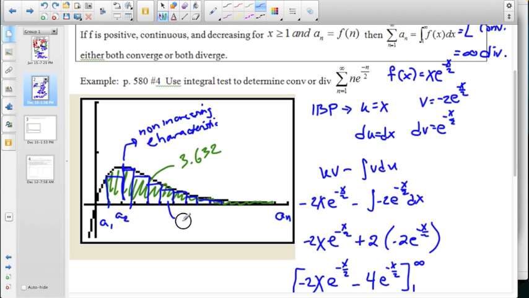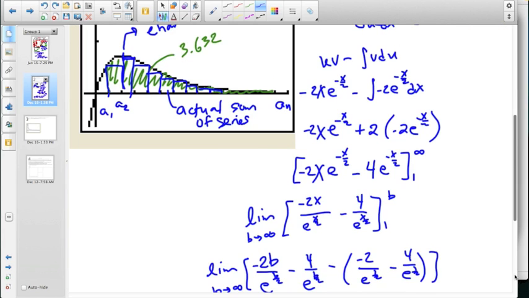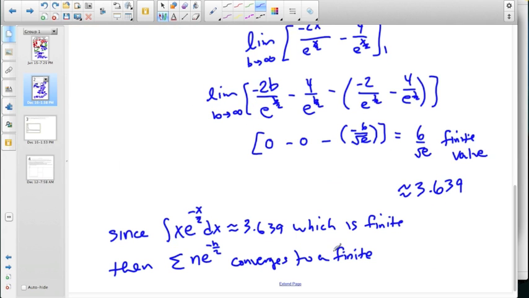So we know that the actual sum of the series is something smaller than that. And we don't need to know the exact value. We're not being asked to find the sum, but we know it's finite because we know it's somewhat smaller than the area underneath the curve.